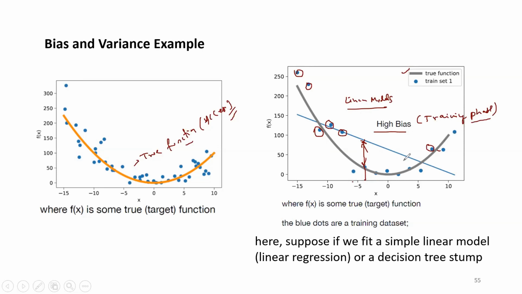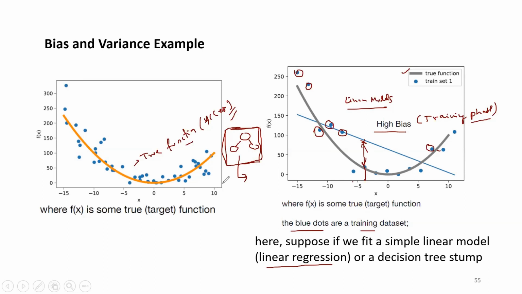So when you try to draw a simple line over here, what I've written is that f of x is some true or target function, and the blue dots are the training data set. Suppose you fit a simple linear model, in terms of linear regression or a decision tree stump. When I say decision tree stump, it is a node with only one split. A simple stump like this will also not be able to explain the relationship between your x and y.